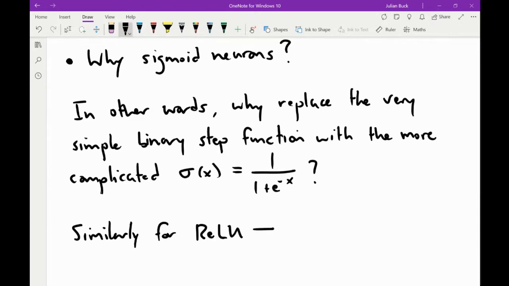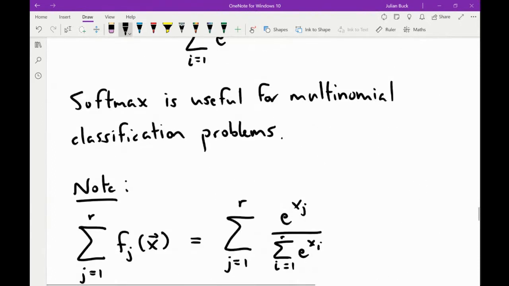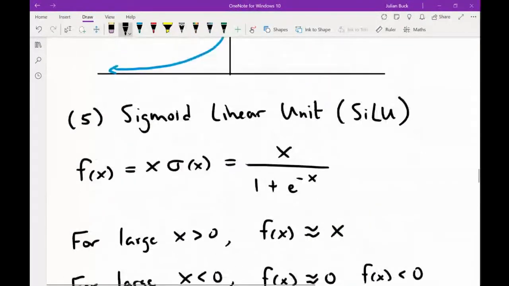You're replacing a relatively simple function. Did I remember to call this SiLU above? I don't remember. Yeah, I did. Okay.